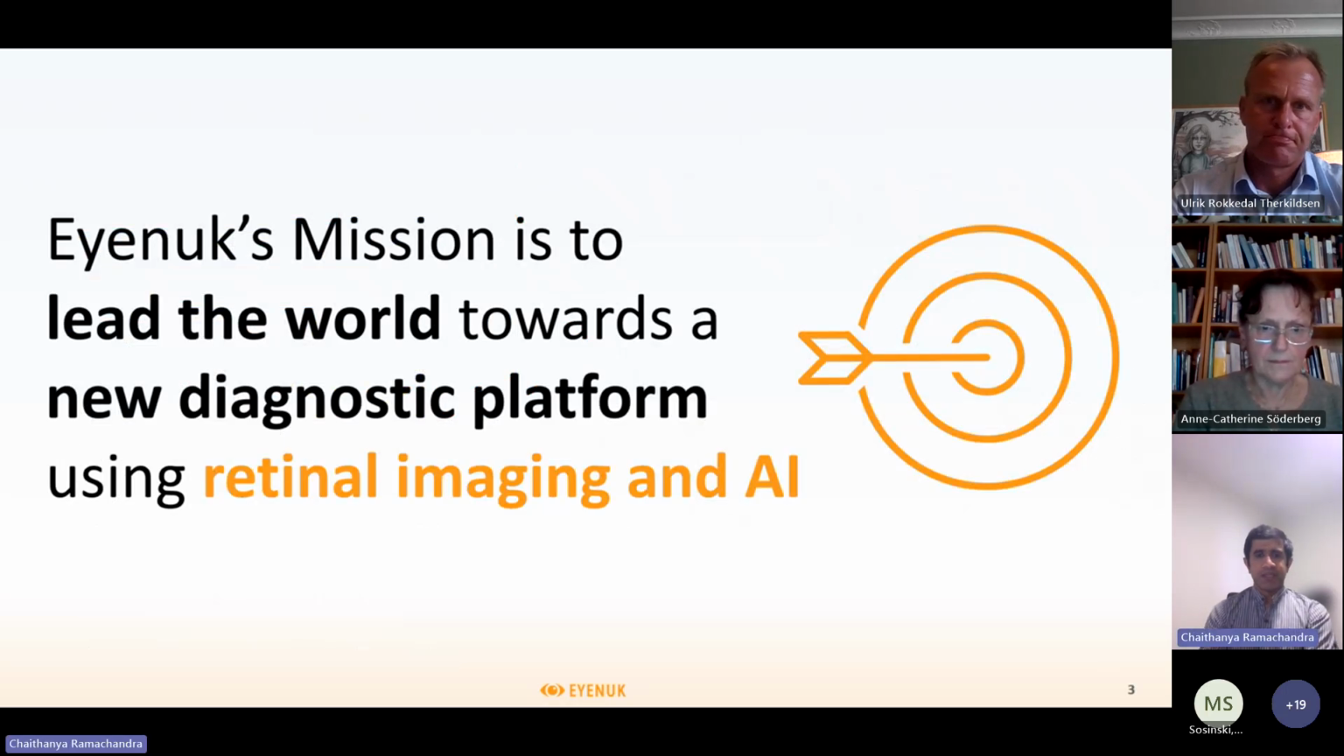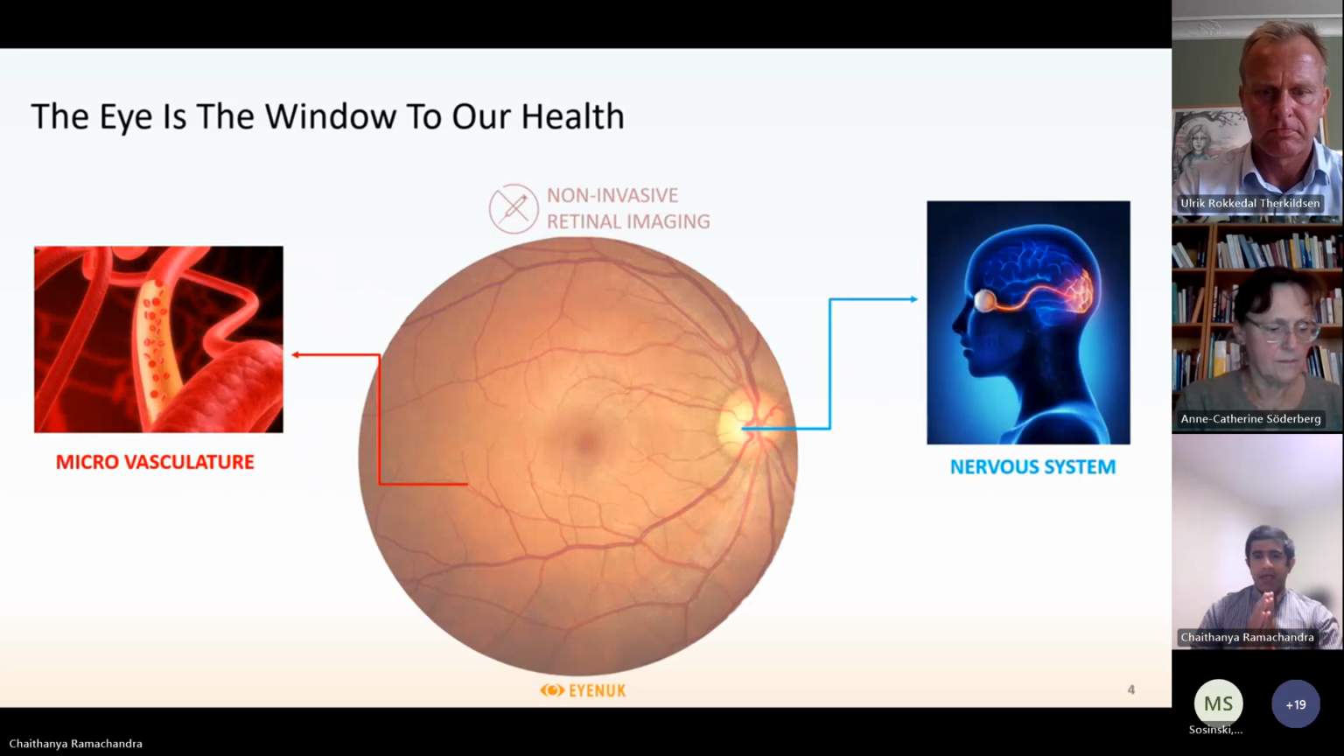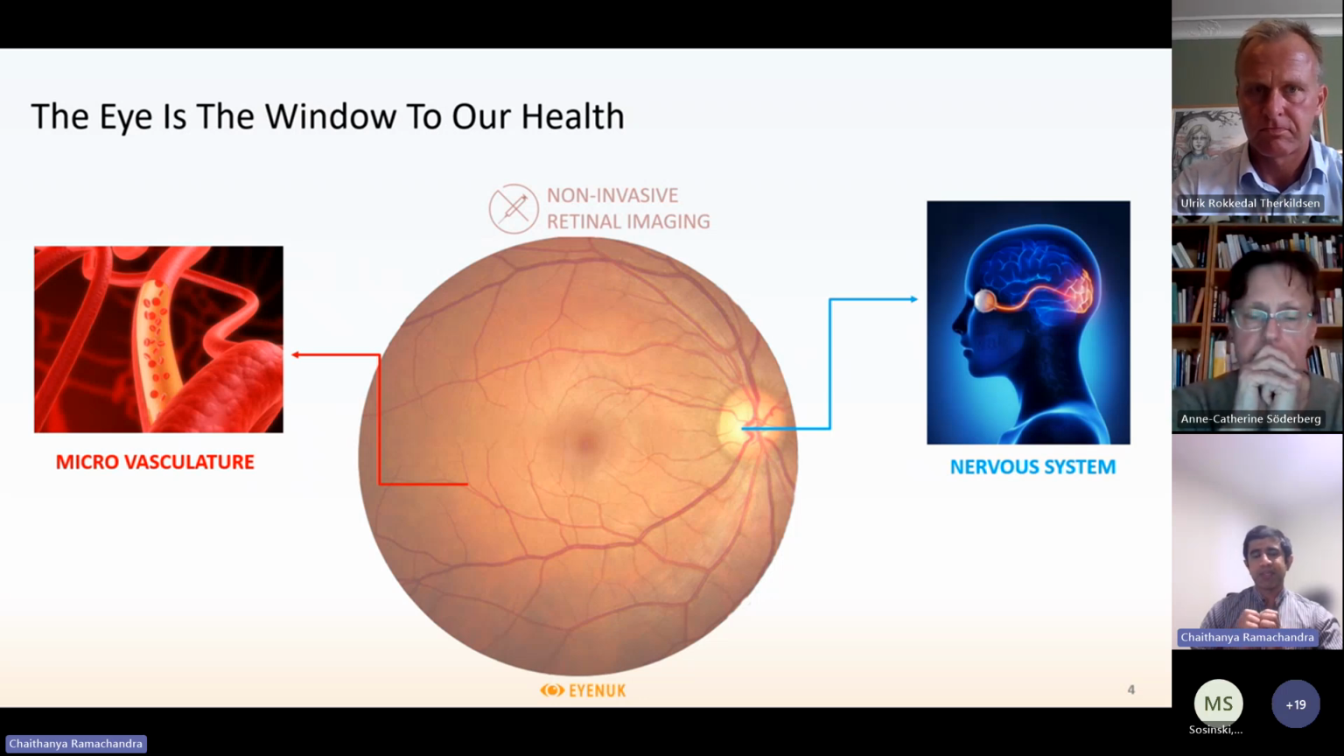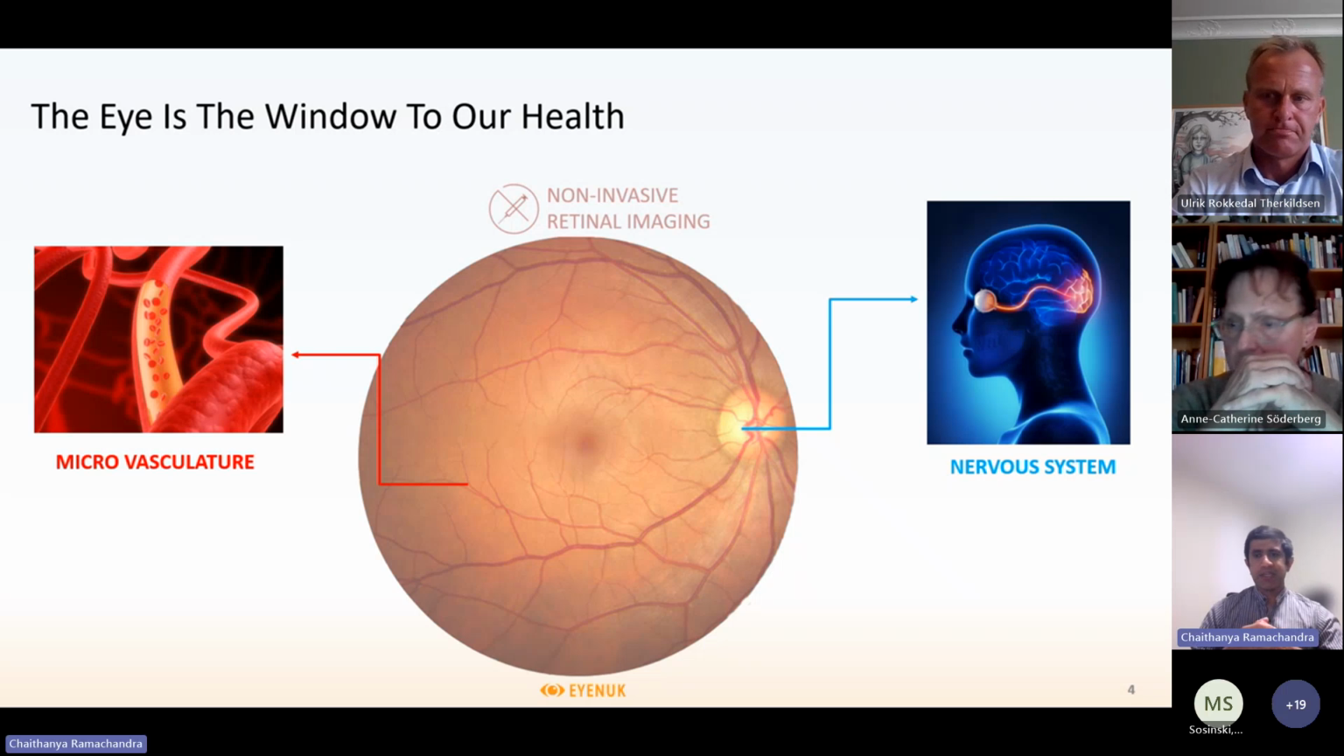Our mission is to lead the world to a new diagnostic platform using retinal imaging and AI. Why retina? Why retinal imaging? Retina is a fascinating organ. It's the only organ where you can non-invasively image microvasculature. And the health of microvasculature is indicative of many systemic conditions. Embryonically, retina is part of the brain, and therefore you get a lot of biomarkers about the nervous system as well.